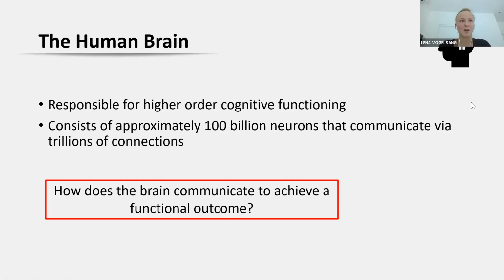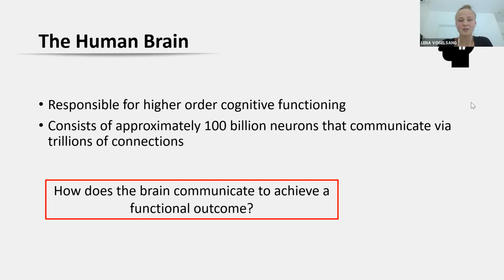Okay, I just want to give you a very quick introduction into neuroscience in the brain. So the brain is our most complex organ, not only responsible for controlling our most basic functions such as breathing, but also for our emotions, our thoughts, our behaviors, and essentially everything that makes us how we are. And in order to achieve such complex functions, the brain actually consists of approximately 10 to 100 billion neurons, that is brain cells, which communicate via electrochemical signals along trillions of connections.